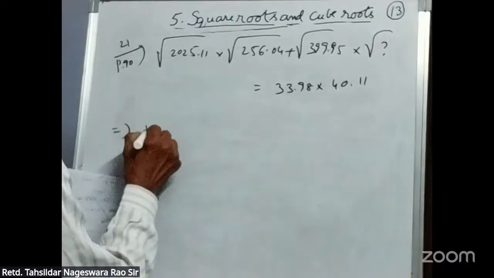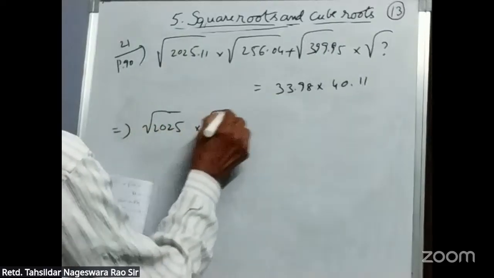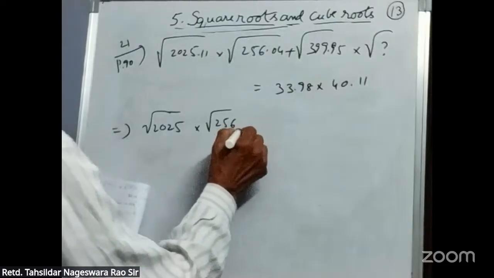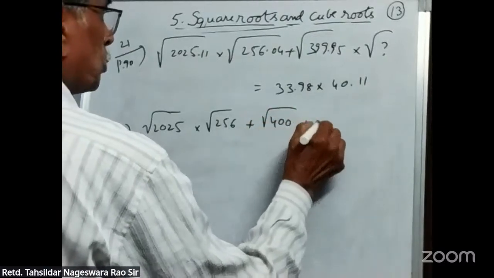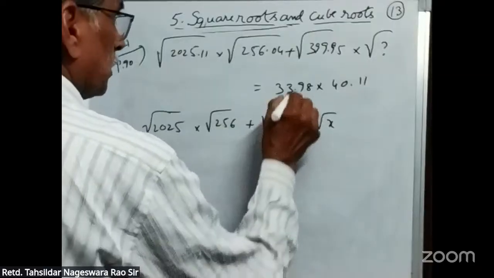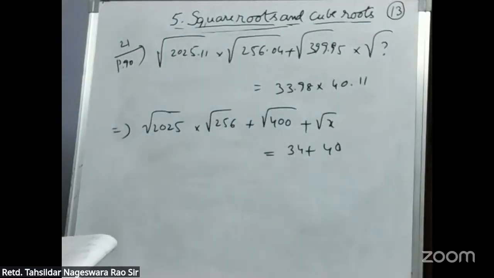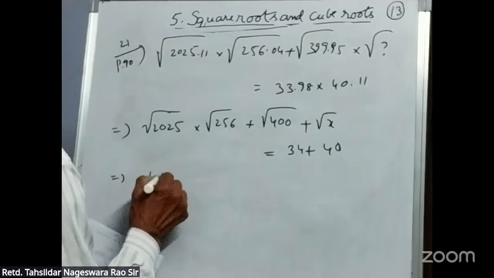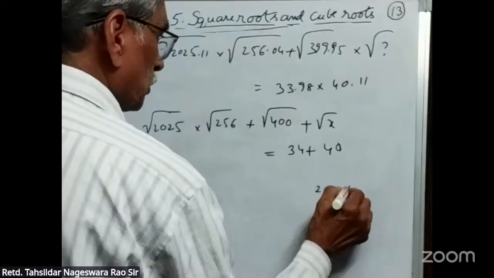This will be 2025 only. Into root 256, this will be 256 only. Plus, this will be root 400 only. Plus root x is equal to, this will be 34, this will be 40. Square root of 2025 will be 45, if you remember; otherwise do it by some method.